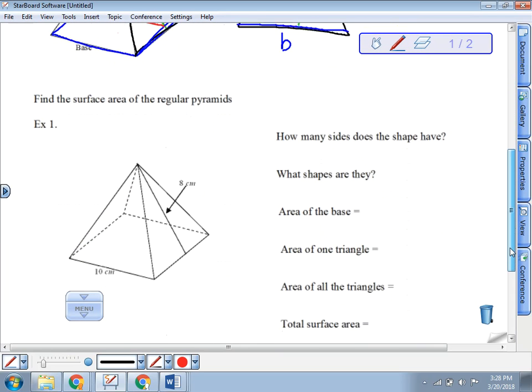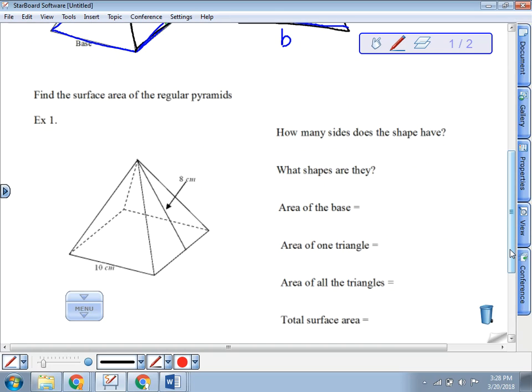So here we go. Example 1, find the surface area of the regular pyramids. First, let's just break this down. How many sides does the shape have? Well, if you look, there's 5 of them. What shapes are there? Well, we've got 4 triangles and we've got 1 square. And I'm just going to draw the shape of a square. 1 square. That's it.